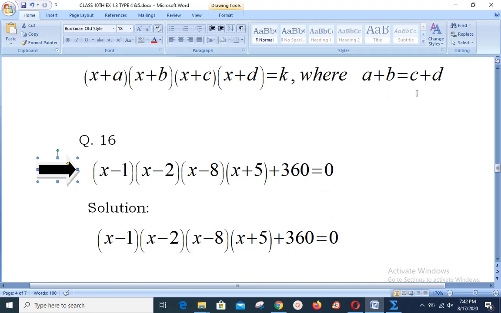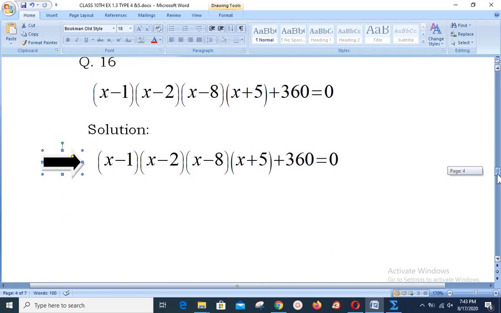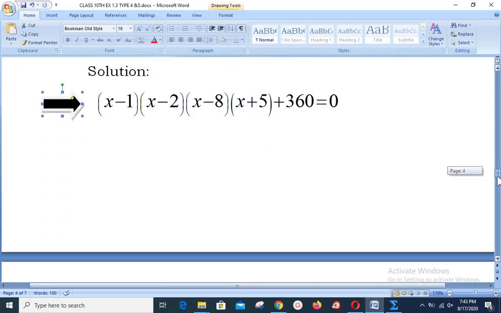So combining this condition, we have to utilize these 4 brackets in a manner that a plus b and c plus d must result in same. So by chance in the given question we focus at a and b, minus 1 and minus 2 make minus 3, whereas c and d, that is minus 8 plus 5, is giving minus 3 in this particular question. So already it is arranged. What we will do, we will multiply the first 2 brackets, then we will multiply the next 2 brackets, and we'll see what simplification becomes after that.